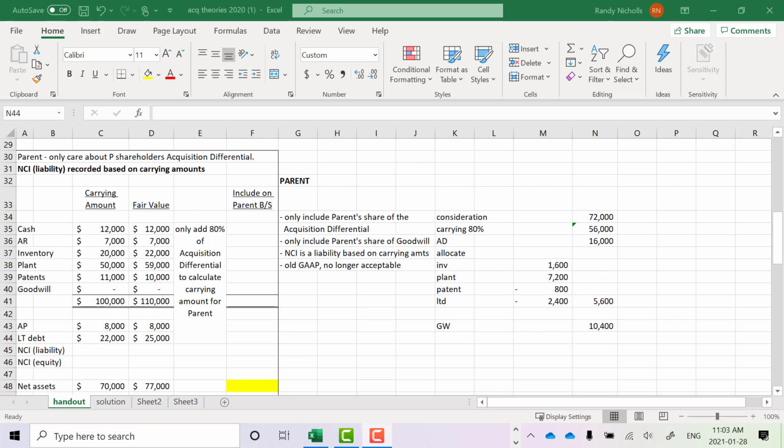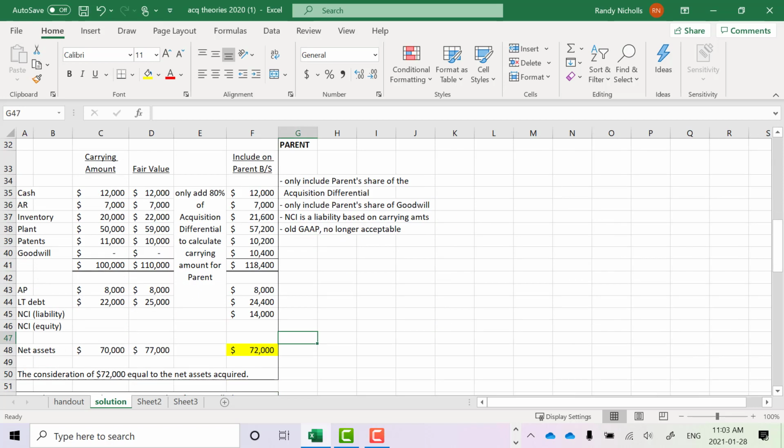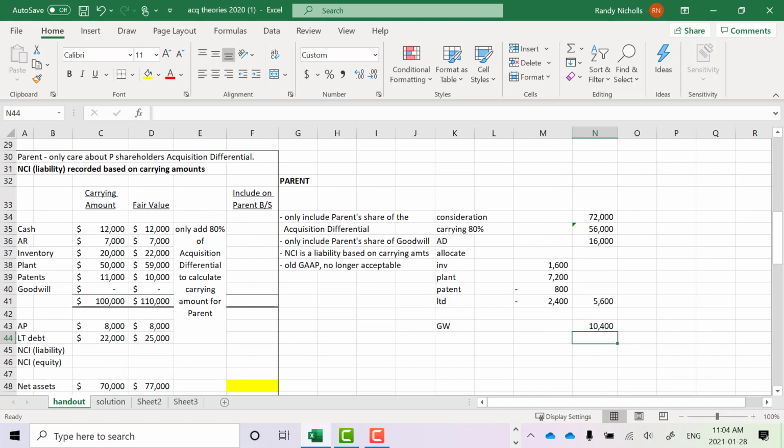So again, I'm working on this Acquisition Theories 2020 spreadsheet that is posted on Blackboard, and there are two tabs on here. One has the solution, this one does not. I'm just going to type stuff in as we go for the sake of demonstration. I've already done the acquisition difference calculation because it's the same as proportionate. We paid $72,000 for 80% of a company, so there's an acquisition difference of 16,000, and we're going to allocate it based on 80% of the difference between fair and carrying for those assets.